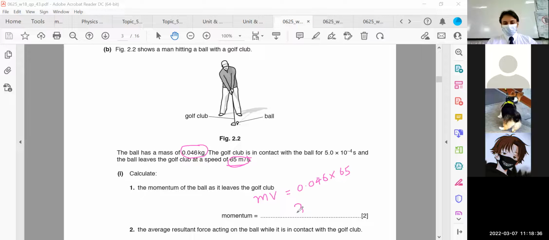So 3, what about the unit? Mass in kilogram, velocity in meter per second, so kg meter per second, or another unit also, Newton seconds.